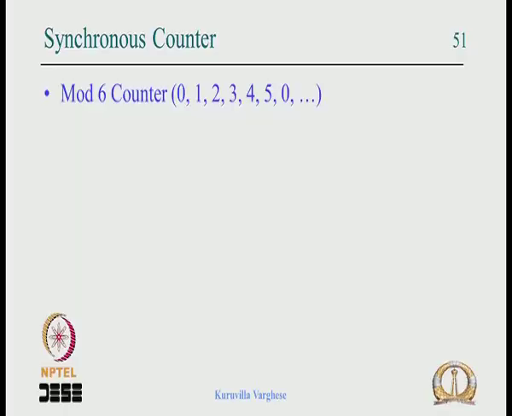So let us try to design a very simple counter. Let me ask you how to design a modulo 6 counter. A modulo 6 counter has 6 states or 6 counts which start with 0. It is a binary counter which starts with 0, then counts 1, 2, 3, 4, 5 and then goes to 0, and then it continues, it loops. That is a mod 6 counter. So how to design this counter? Let us go step by step.